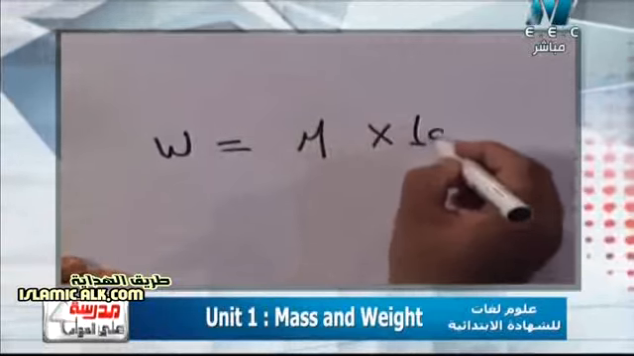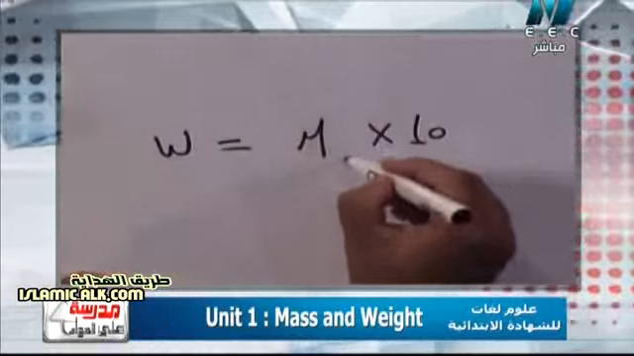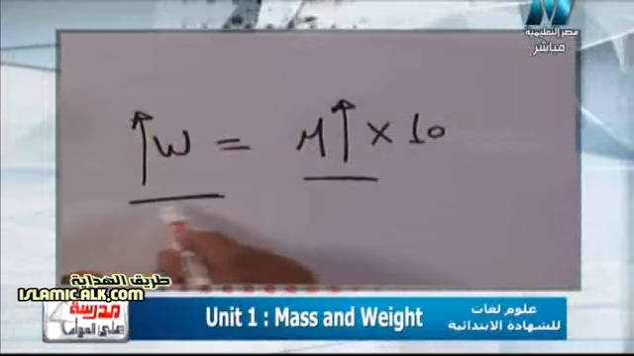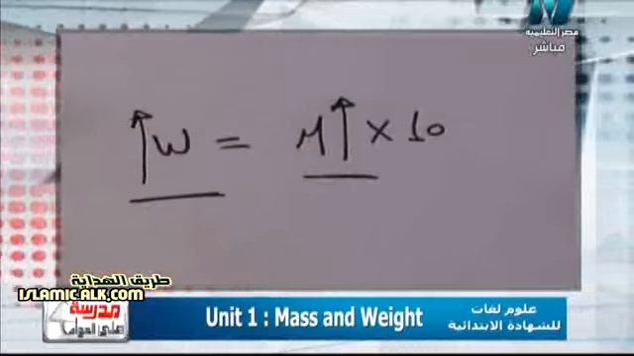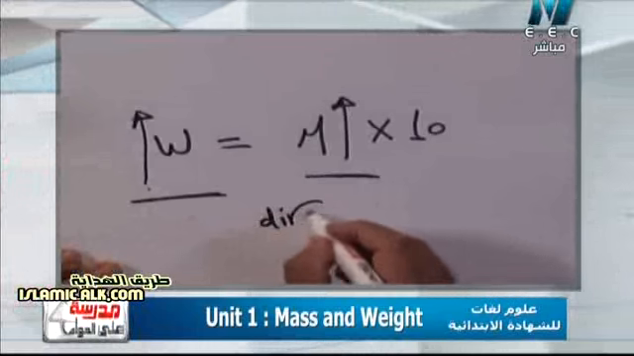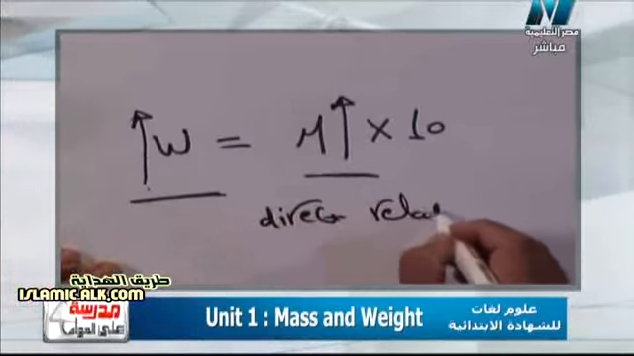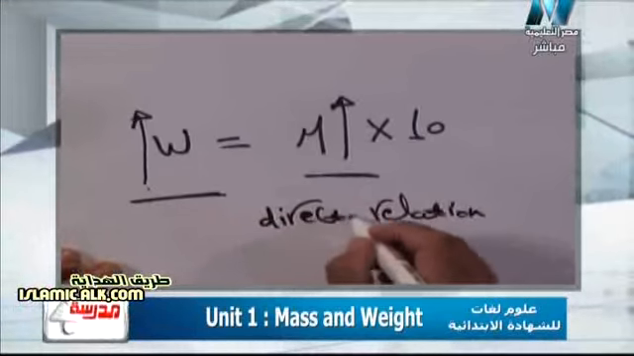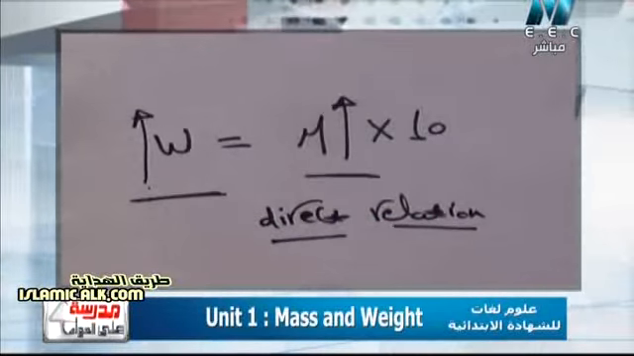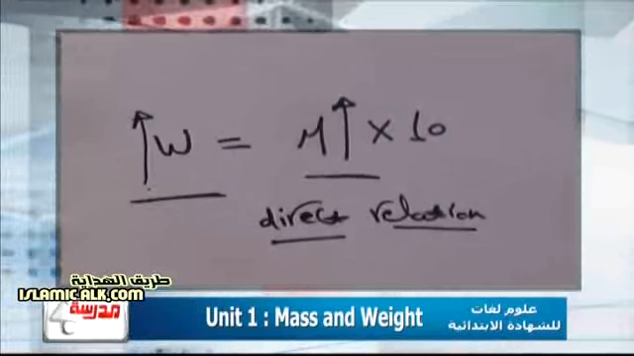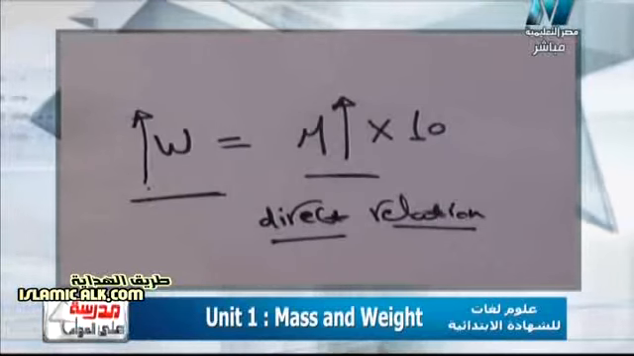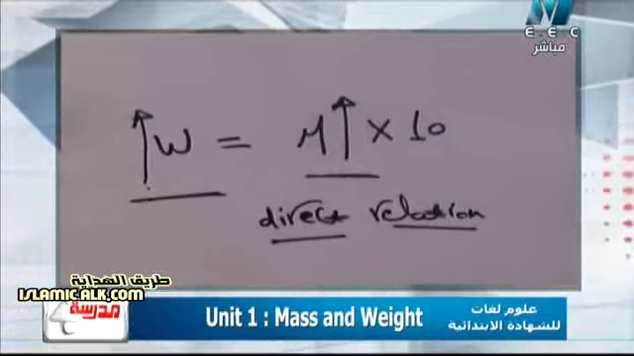So the relation between them: if mass increases, weight also increases. If the mass increases, the weight will surely increase too. So again, the relation between mass and weight will be a direct relation. So again, when weight increases, mass increases, and vice versa. It means that when weight decreases, mass decreases, and it means that there is a direct relation between mass and weight.